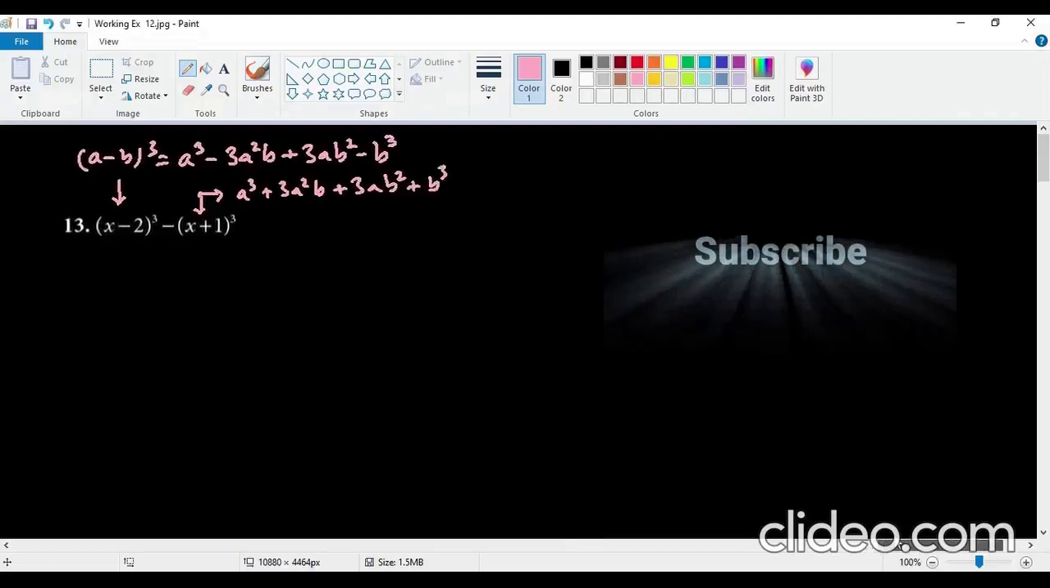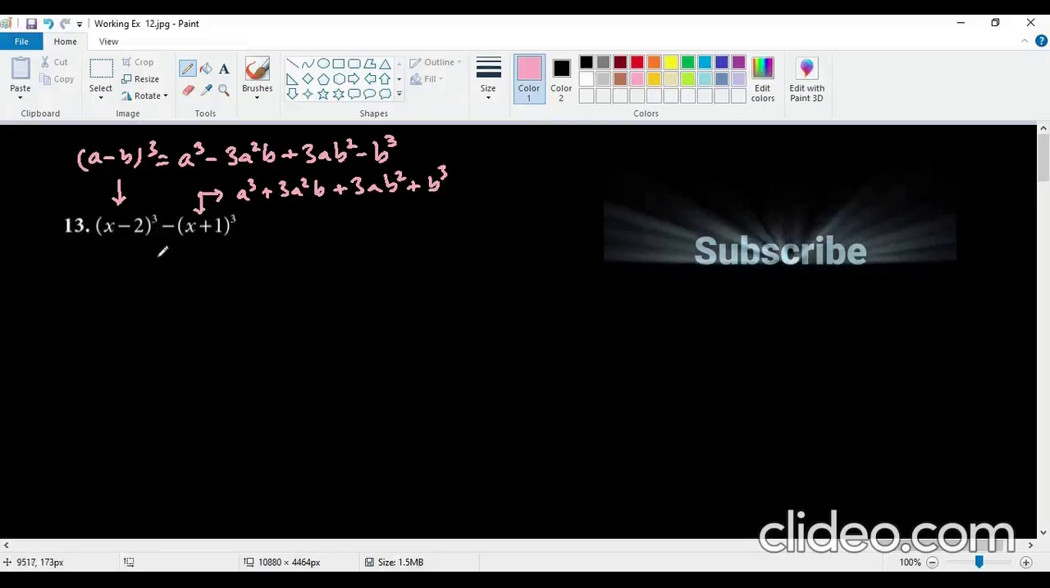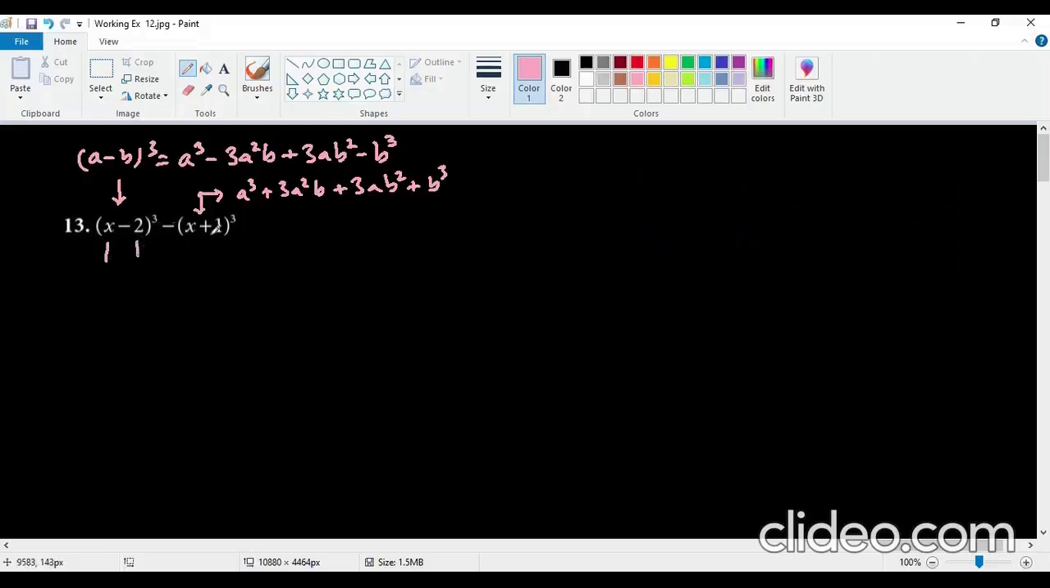Moving on to question number 13. In here, we are going to be using two formulas and subtracting them from each other. This one is called the (a minus b) whole cube formula, and this one is called the (a plus b) whole cube formula. Now, we'll be using them directly.